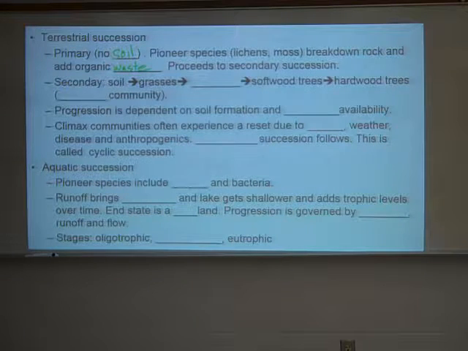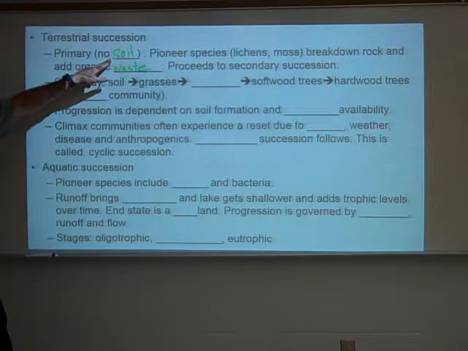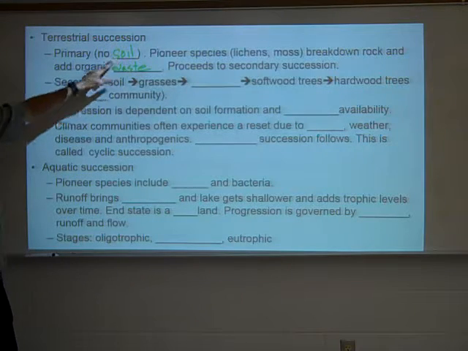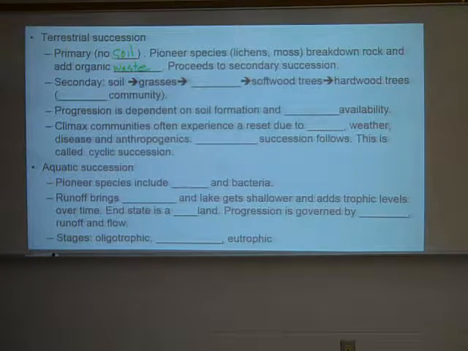It's only going to occur when you have new land formations, such as a volcanic eruption, where lava flows cool and solidify, and you've got new rock there. Or you may have a mudslide or some other type of event where something completely washes out the soil. So a primary property of a succession process that starts out as primary succession is the fact that it doesn't have any soil to begin with. Okay, so that makes things tough for most organisms.